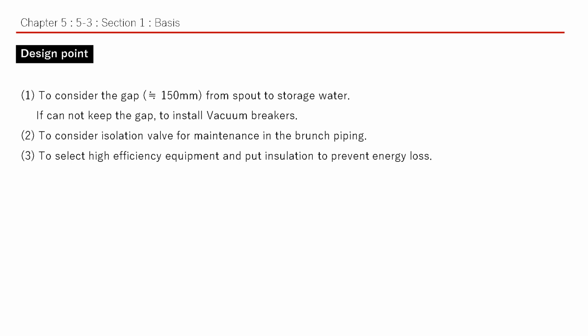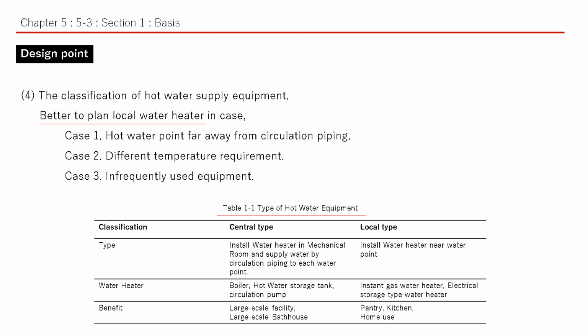Next, design points. Also, these general points are the same as supply water. Item 4. The classification of hot water supply equipment. It is better to plan a local water heater in case 1, hot water points far away from circulation piping. Case 2, different temperature requirements. Case 3, infrequently used equipment. Table 1-1 is the summary of features of central type and local type. The central type is good for hotels and so on, where there is a large and stable demand for hot water, but for other intermittent demand, the local type will be selected.